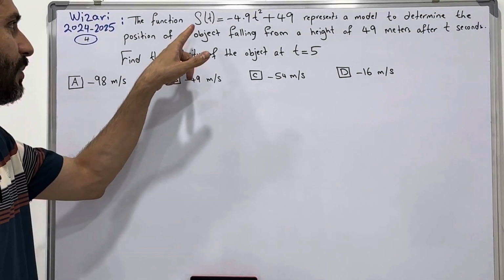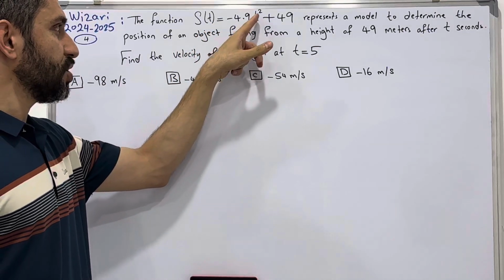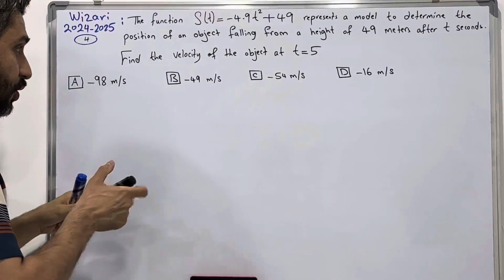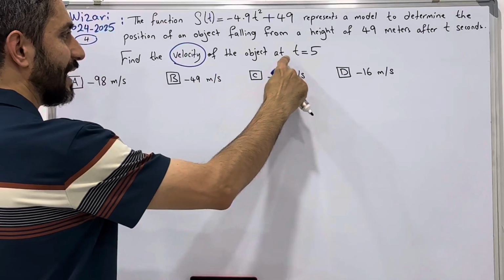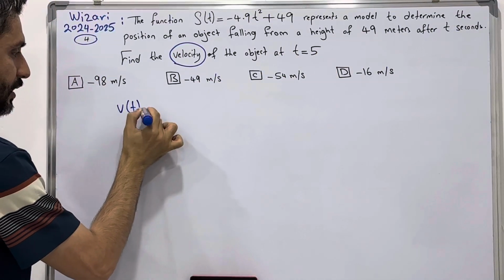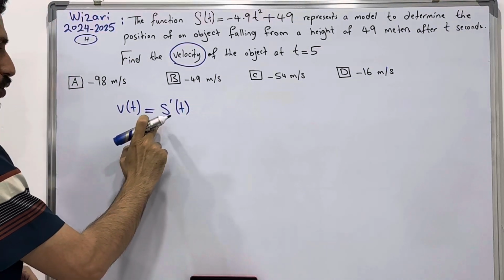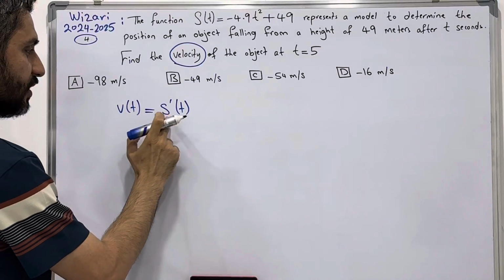The given information here is the position function, s of t equals negative 4.9 t squared plus 49. And we want the velocity at t equals 5. Velocity is the derivative of position. Or to get the velocity, we want the derivative of position.